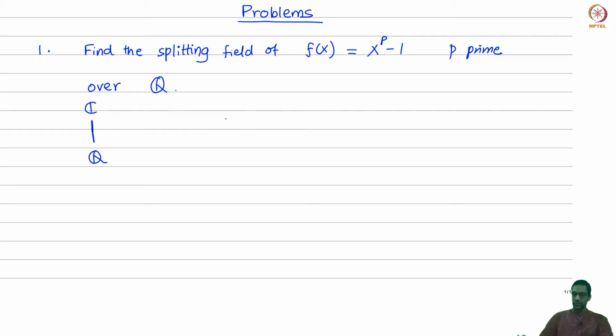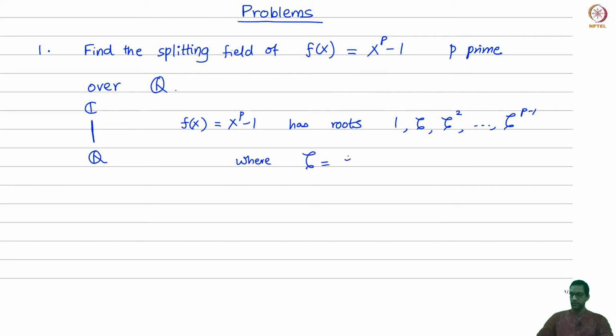So what we could do is just take this polynomial f of x. What are its roots in C? So f of x equals x to the p minus 1 has complex roots. Well, what are they? They are 1, zeta, zeta square, and so on till zeta to the p minus 1, where zeta is what we would call the primitive pth root of unity. So it's e to the 2 pi i over p.